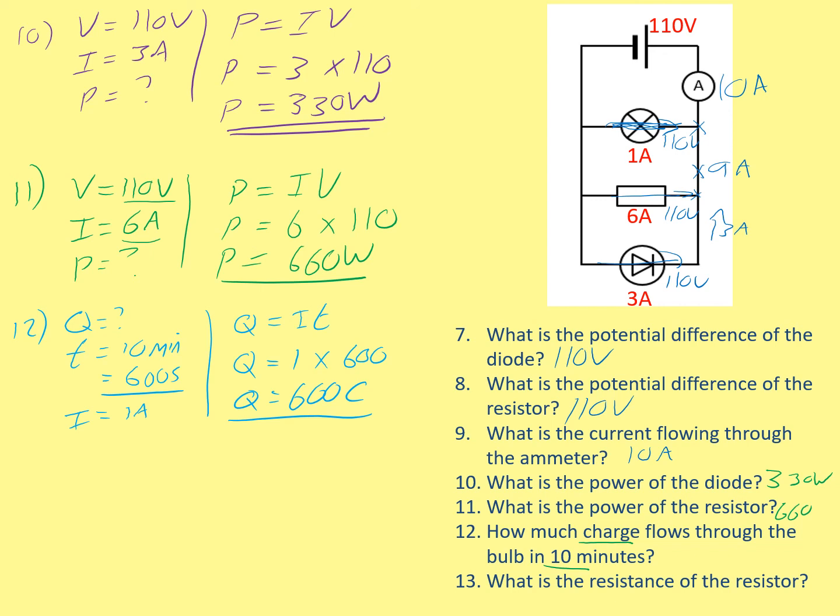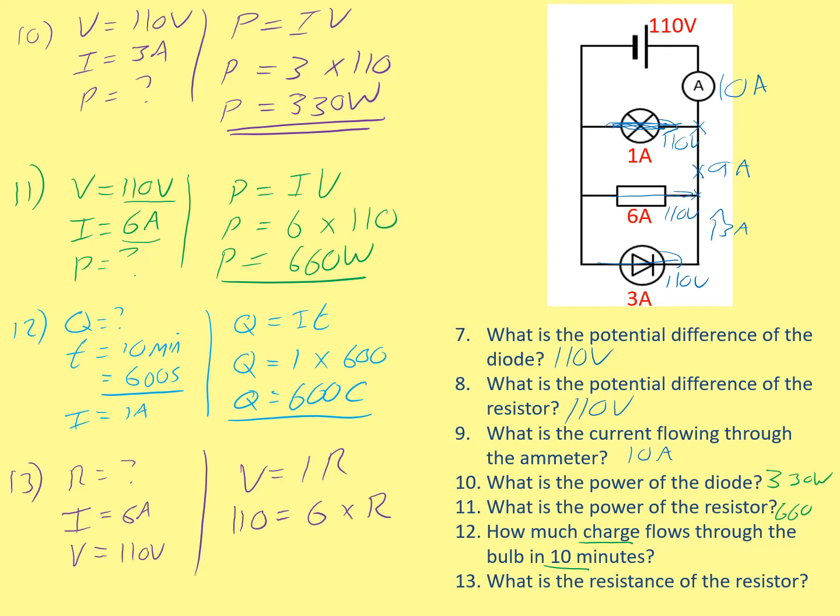Last one. What is the resistance of the resistor? Question 13. So I'm looking for the resistance of the resistor. What do I know about the resistor? I do know that the current flowing through it is 6 amps. I do know the potential difference is 110 volts. Now there is an equation that links these, V, I, and R. The equation is V equals IR. Put in the numbers we know. I know V is 110. I know I is 6. I don't know R, so I leave that as R.